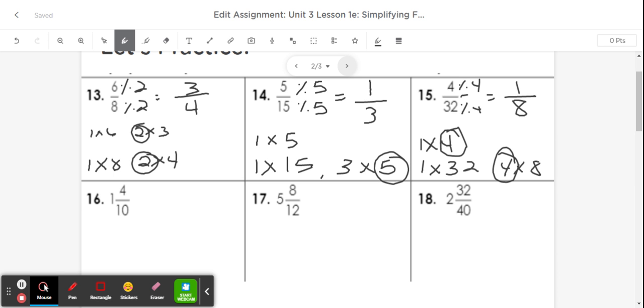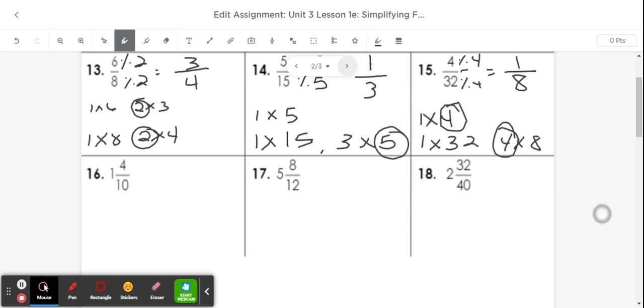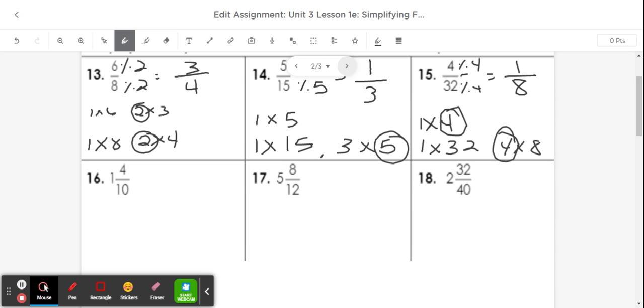Great job. Okay, now here's where it gets a little tricky. People are like, okay, I get this. When we have a mixed number, the whole number is going to stay exactly the same. Just go ahead and move it over.